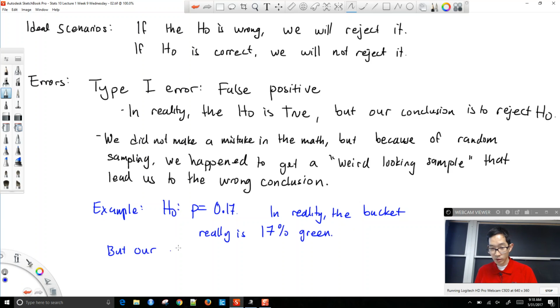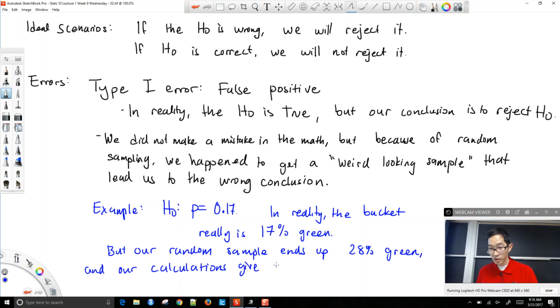But you know, our random sample ends up, we'll say, 28% green, and our calculations give a p-value, I'm just making up stuff here, 0.02. Okay, we reject the null hypothesis. But that was the wrong conclusion.